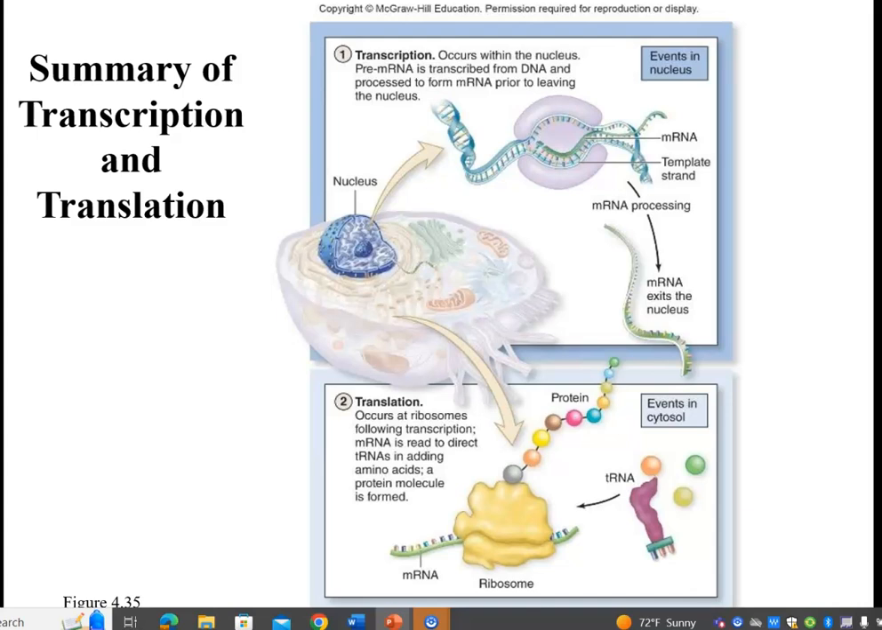Hopefully it'll be useful. So in summary, transcription and translation. You've got transcription, which occurs in the nucleus. Pre-RNA is transcribed from DNA, and then it's processed to form mRNA, and then it leaves the nucleus. When it leaves the nucleus, it goes to a ribosome, which ribosomes are in the endoplasmic reticulum and in the cytosol. So mRNA is read to direct tRNAs in adding amino acids, and then a protein molecule is formed.